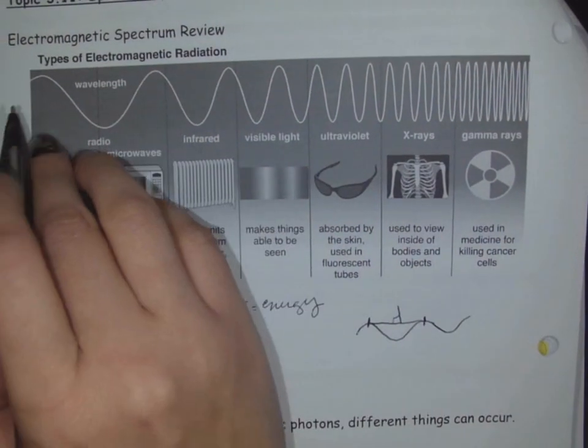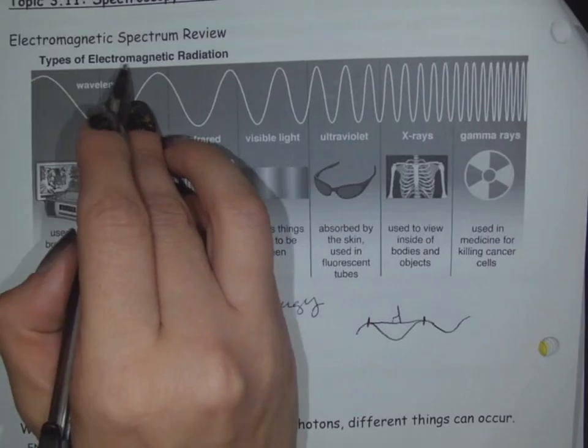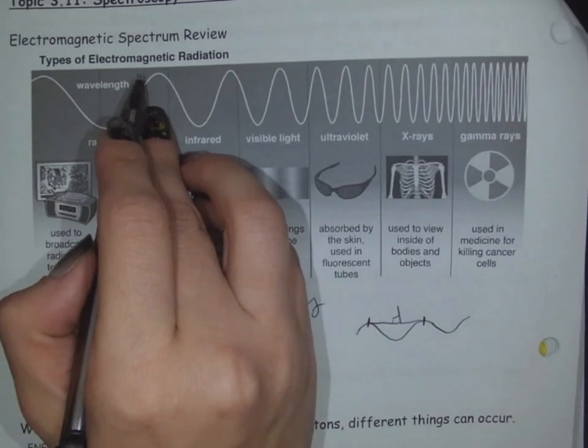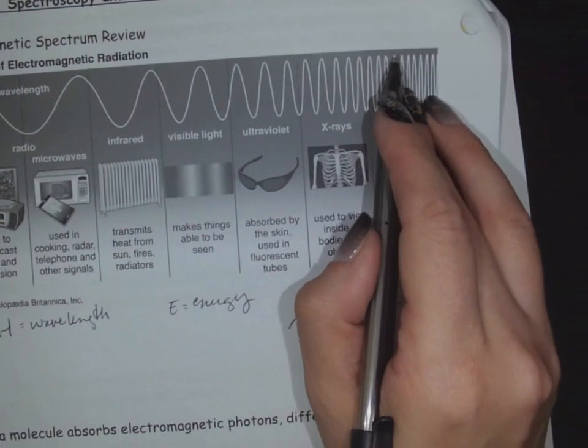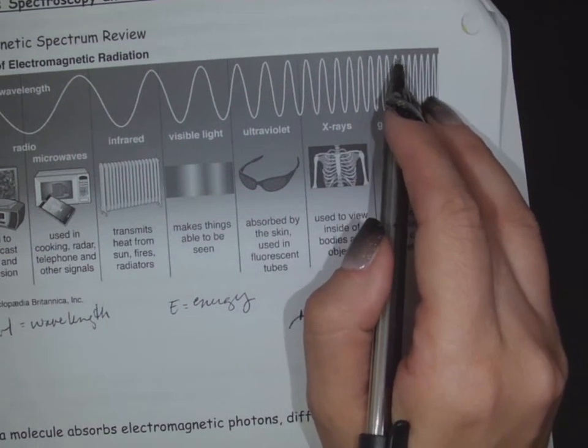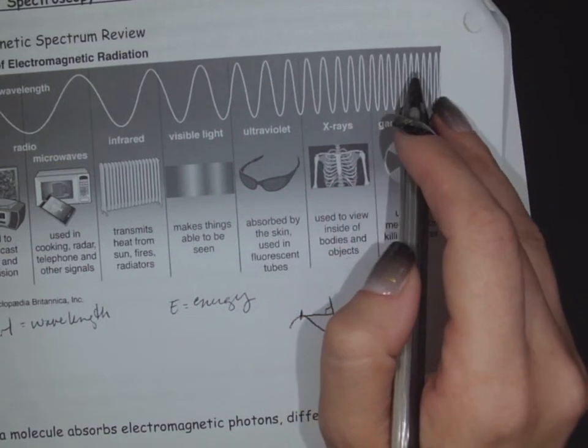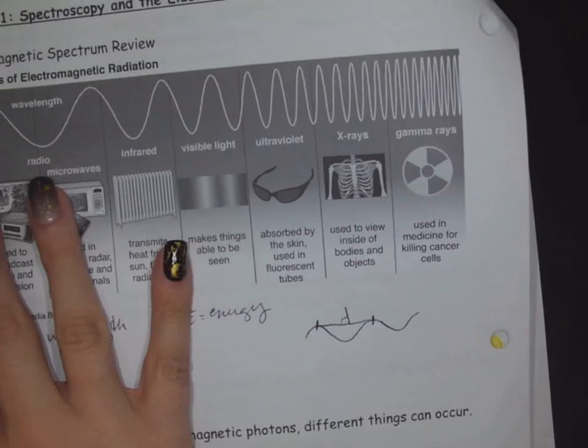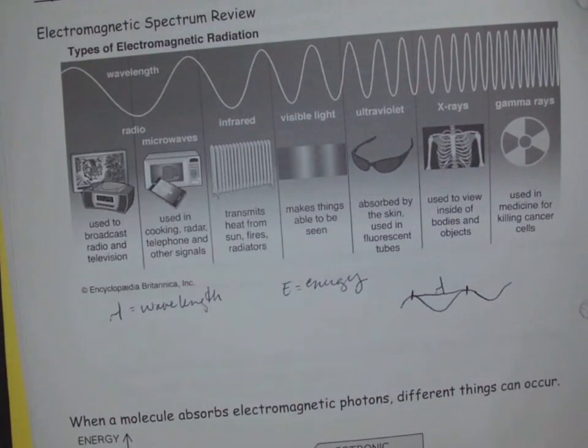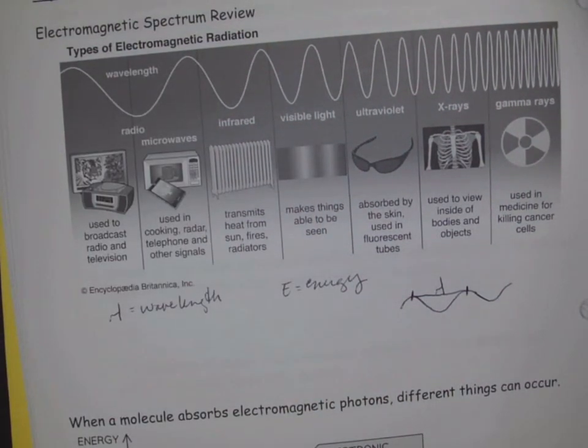So you can see that the wavelengths are larger here. Here's peak to peak. That's a really big wavelength. But all the way over here, here's peak to peak, and that's really small. So small wavelength, big energy. Big wavelength, low energy. Cool.